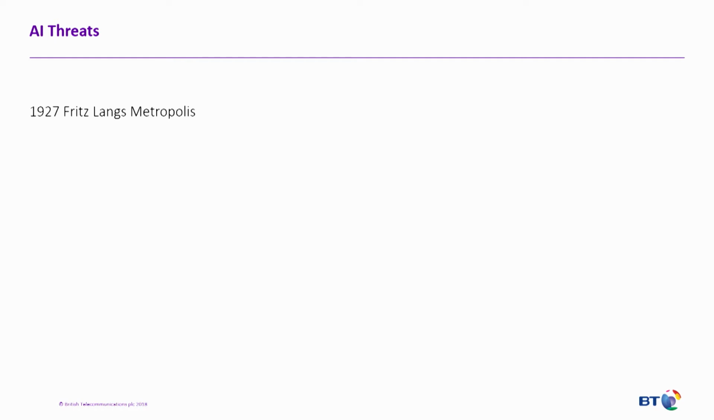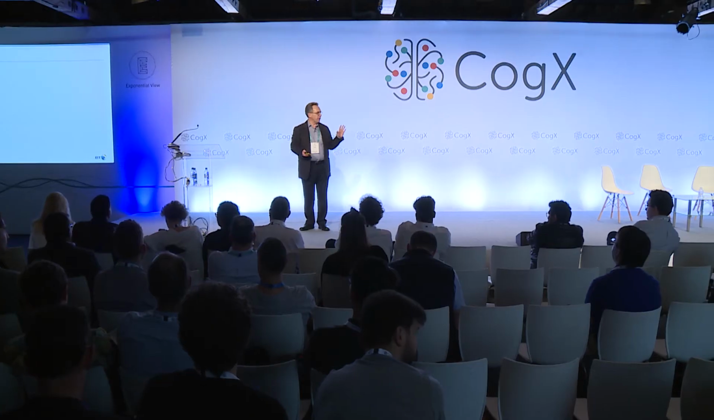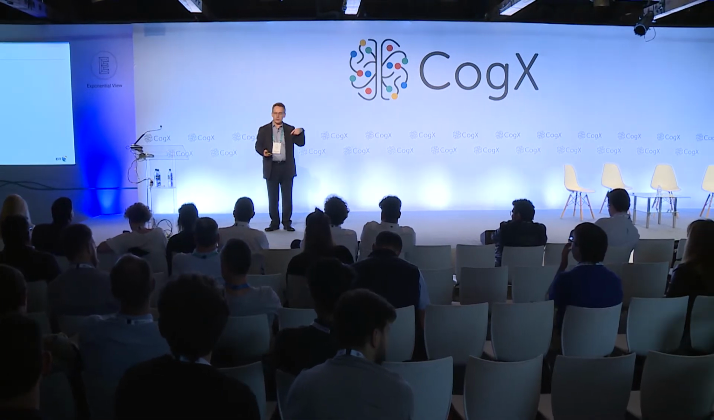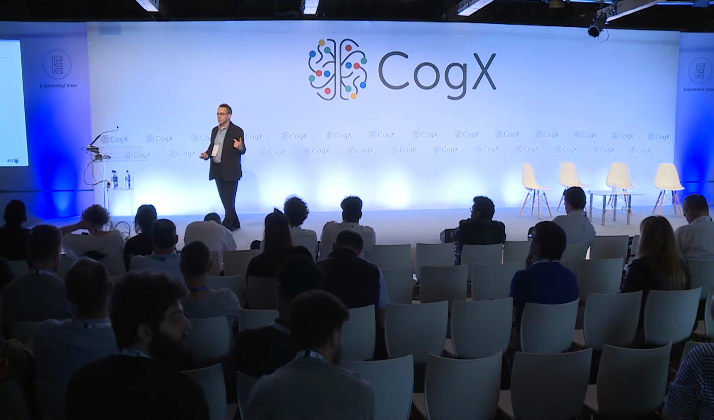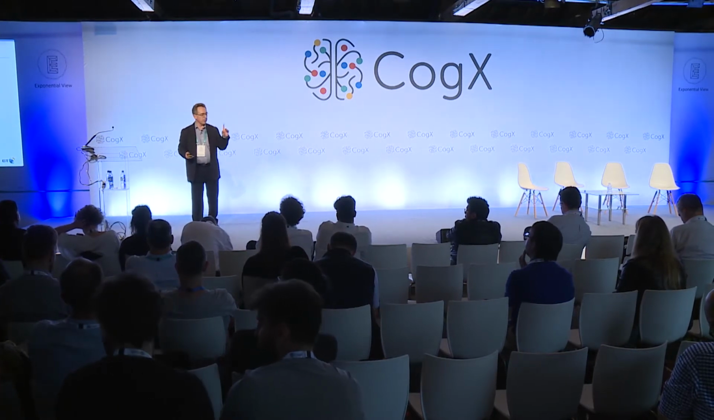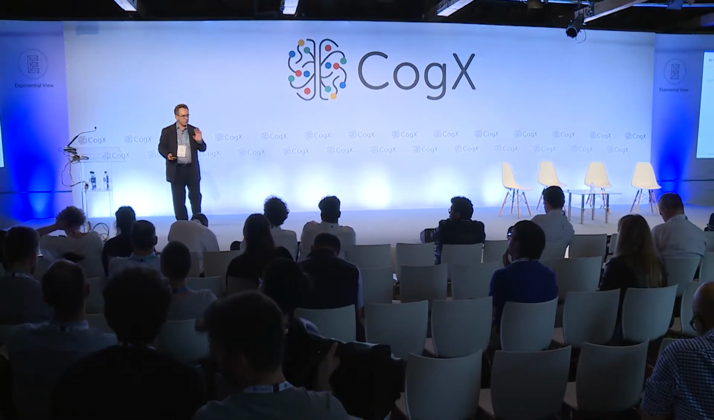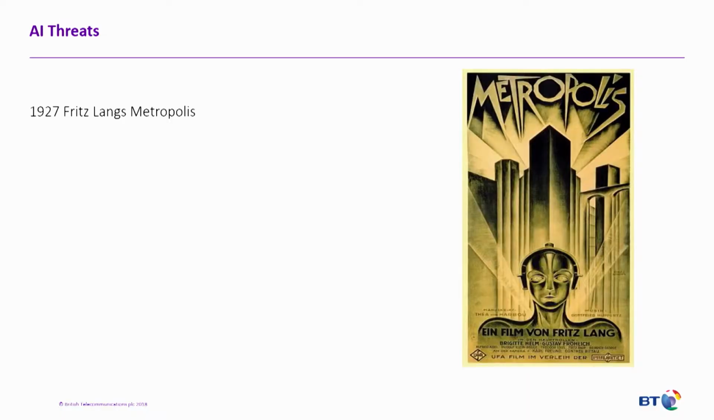So, threats. I like history, so I'm going to talk a little bit about the history of AI and how that relates to security. I think we can go back to 1927. I wasn't around then, but nearly. Fritz Lang's Metropolis, fabulous film. If you haven't seen it, get it. And it's the usual negative AI story. Robot goes mad, starts killing people.